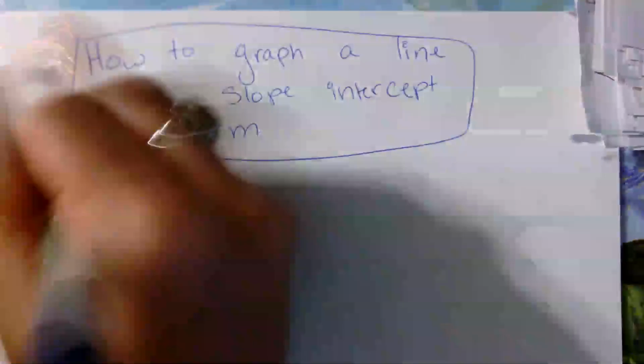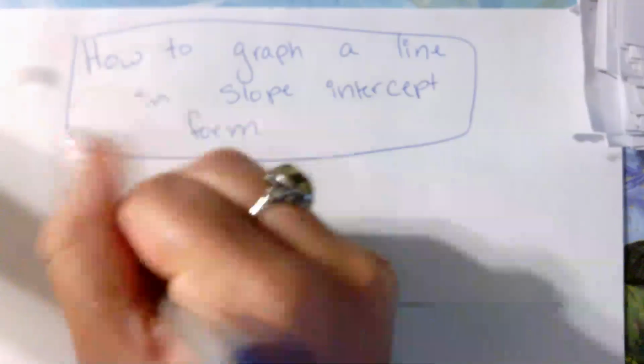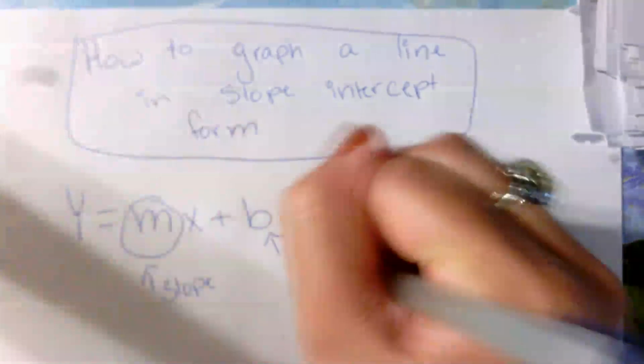So we're just going to review how to graph a line in slope-intercept form. Everything that is written on my paper needs to be written on your paper. So slope-intercept form of a line is y equals mx plus b, where m is your slope and b is your y-intercept.